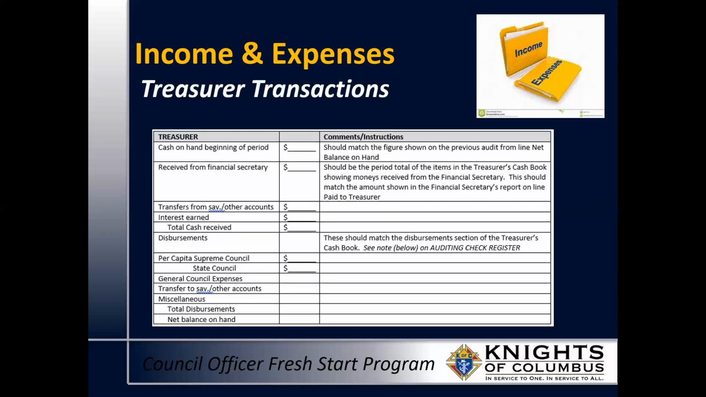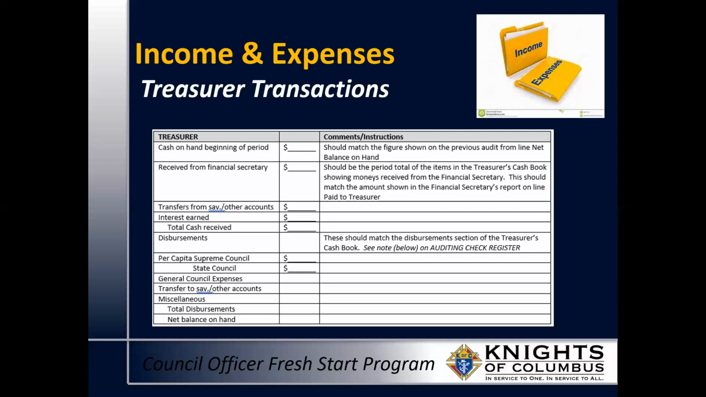We have any transfers from savings and other accounts. So if you have any investment accounts or savings accounts, don't forget, this is from the checkbook now. So any savings accounts or other money market accounts, anything that you would cash in and transfer over to your council checking account would be put on this line.